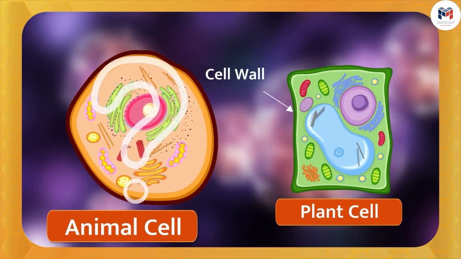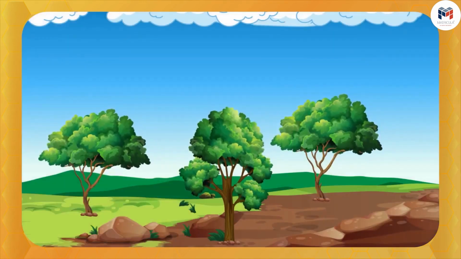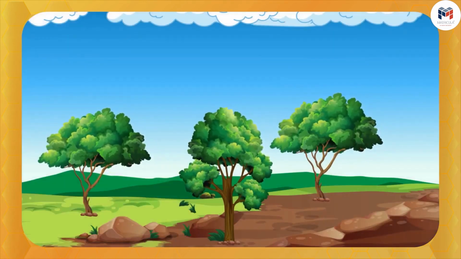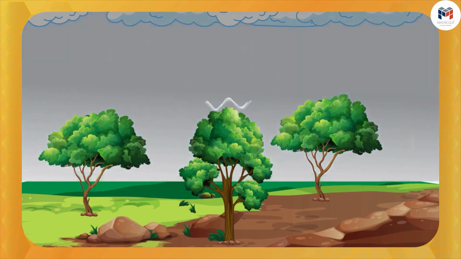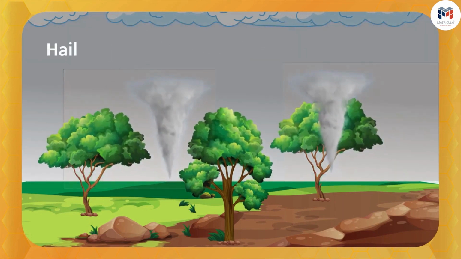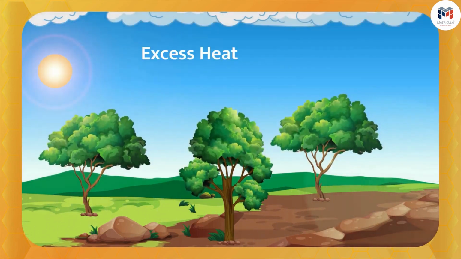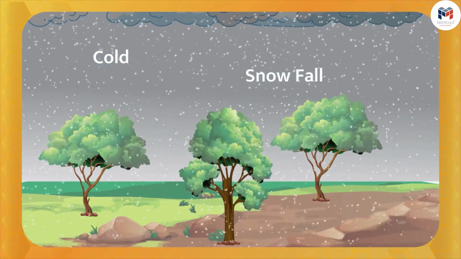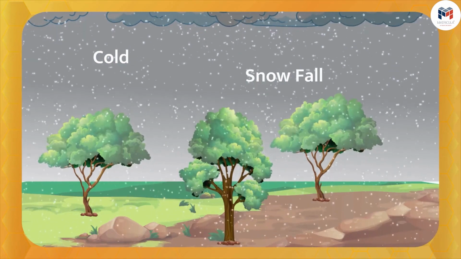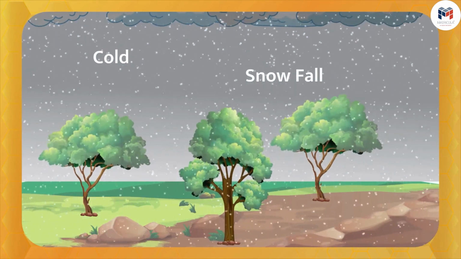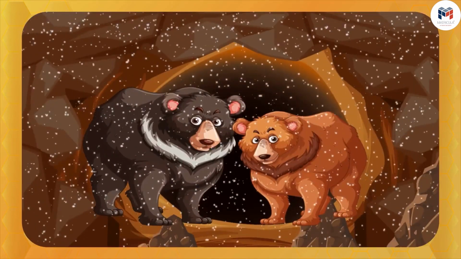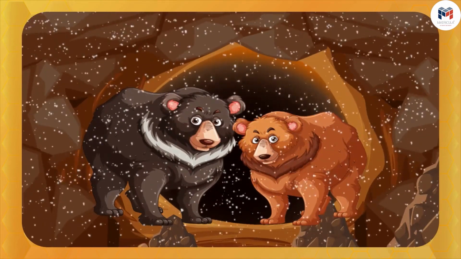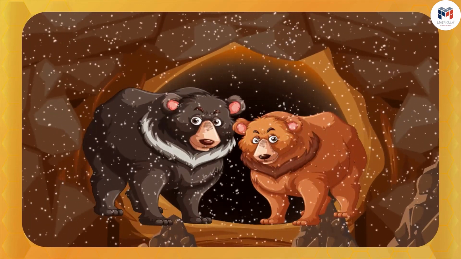Can you tell why cell walls are only in plant cells but not in animal cells? Just think. So, the answer is that plants live in the open environment and face bad weather like storms, hail, or excess heat, or very cold. That is why thick and hard cell walls are there for greater protection. But animals can go to a safe place. That is why they do not need any additional protection.